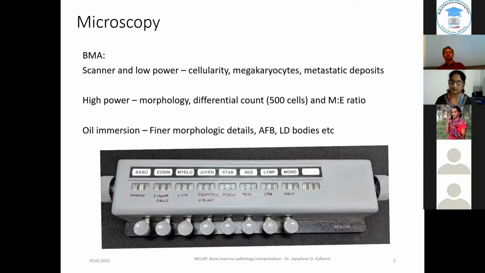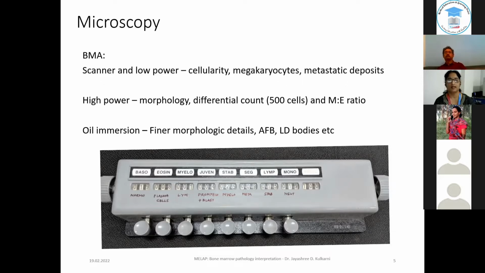Once you start microscopy, what are the steps in which we look at the bone marrow aspirate? First one will be a scanner view. Whenever it is a hematology slide, whether it is a peripheral smear or a bone marrow, I see people directly putting a drop of oil and starting to visualize all the cells in detail. That is not the way. I would like to stress that a scanner power and a low power view will give you a lot of information, especially when it comes to bone marrow.